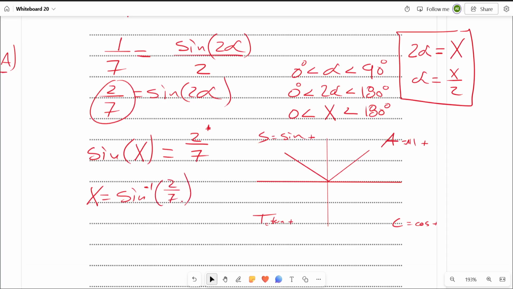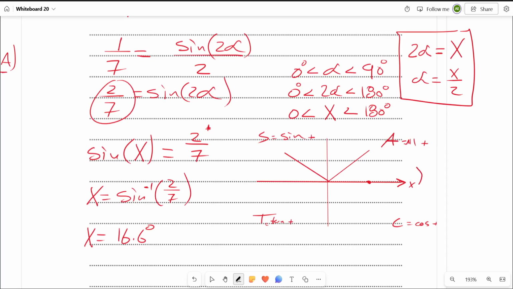If I put that on the calculator, shift sine 2 over 7, that's going to give me around x equals 16.6 degrees. Okay, now this is my first solution. In the ASTC rule, I need to show this solution. How do I show it? First, from the ASTC rule, we always start from the positive x axis. We start from here.